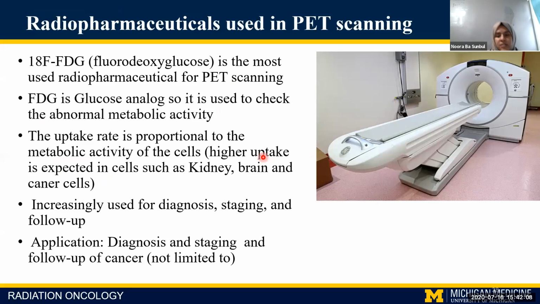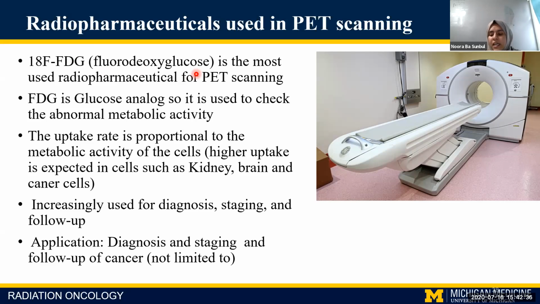As you can see, this is how a PET scanner looks. It's kind of similar to a CT scanner. However, the detectors are distributed throughout the whole ring in order to be able to detect those coincidence events at the same time. The most commonly used radiopharmaceutical in PET scanning is FDG, which is fluorodeoxyglucose. So why do we usually use glucose?